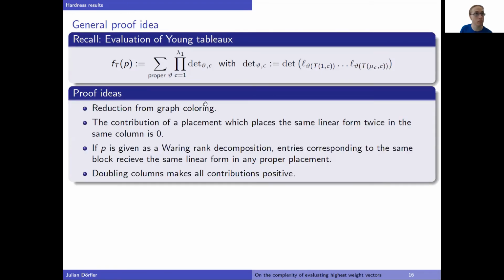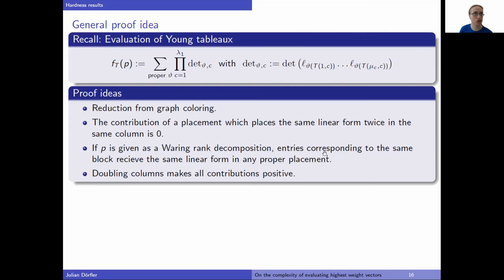We recall the evaluation formula as the product of determinants over all proper placements, and we reduce from graph coloring. We will make a direct correspondence between proper placements that have a non-zero contribution and proper graph colorings that have no colors on the same edge. So one thing we use is that the contribution of a placement which plays the same linear form twice in the same column is 0 because of the determinants, which will correspond to the same column being on 2 ends of the same edge.